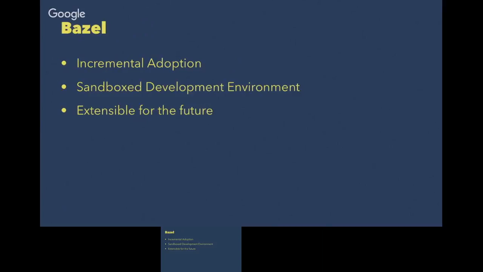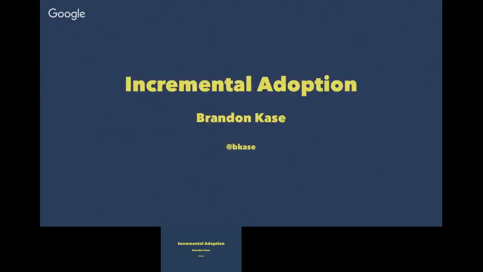We take advantage of things like custom toolchains with Clang. We do our own code generation. So being able to actually have those as part of the build is really powerful for us. And we're excited about the future of Bazel. We're excited about remote execution. We're excited about caching. You can't cache an iOS app completely yet, but we're working on it. And to tell you a little bit more about how we started with this, I want to bring Brandon Case up here to talk about incremental adoption with Bazel.